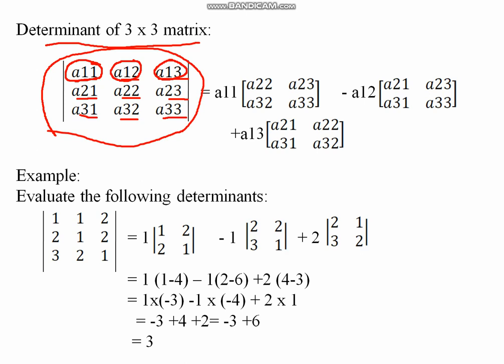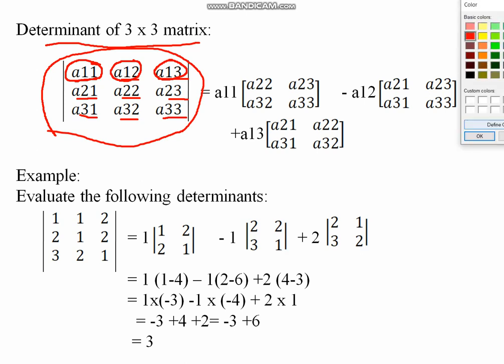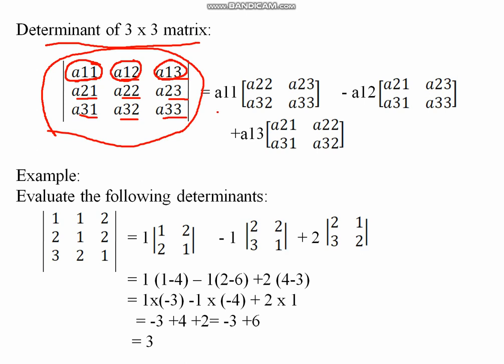So what is the definition of determinant? The determinant of a 3 cross 3 matrix is equal to A11 into minor of A11. See the definition, A11 into minor of A11. So what is the meaning of minor of any element? See here, A11 belongs to the first row and first column. So delete the first row and first column. Then the determinant of the remaining matrix is the minor of A11.